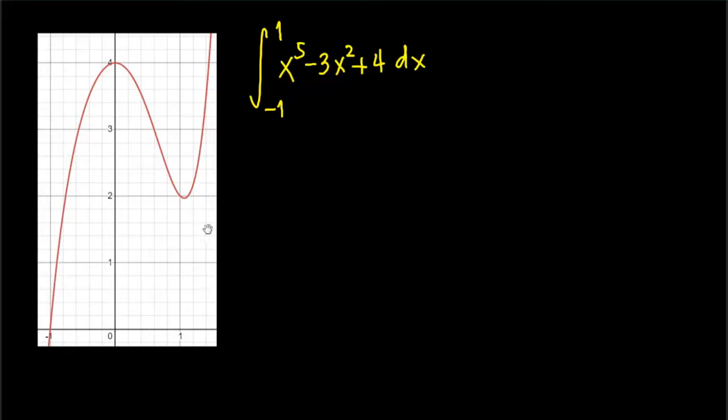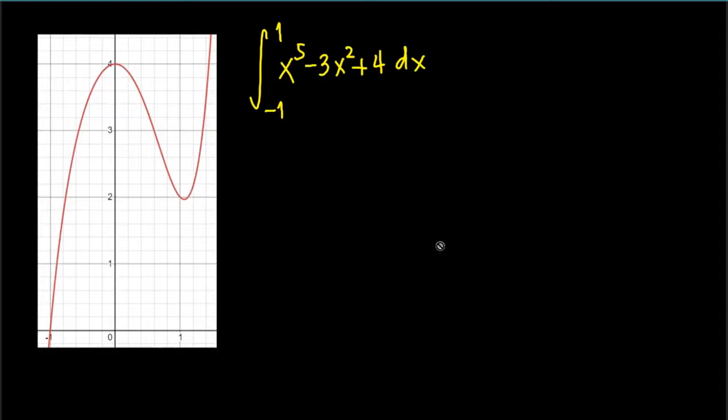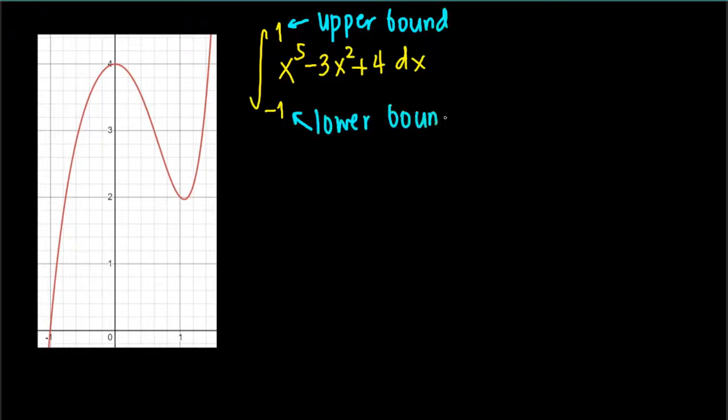So, for example, we have here this curve, and this curve is actually x to the fifth minus 3x squared plus 4. Okay, so ang gusto natin is makita natin ang integral sini. But if you notice, we have here your negative 1 and this one up there. Those are called your upper bound and lower bound.